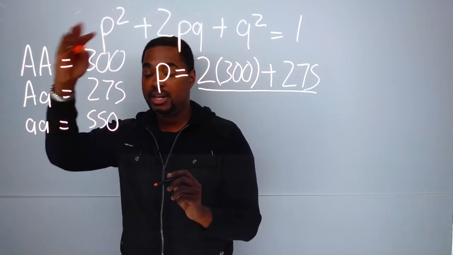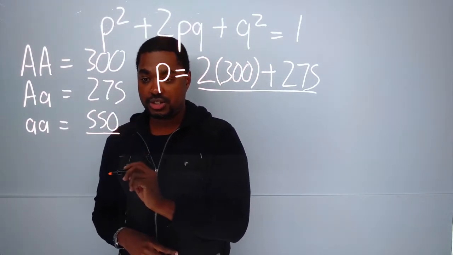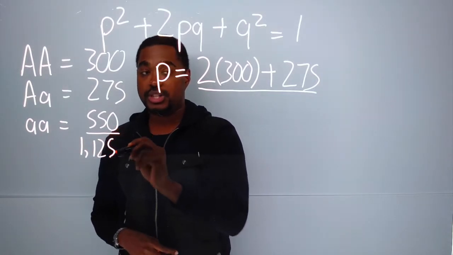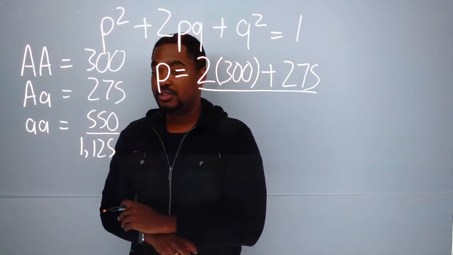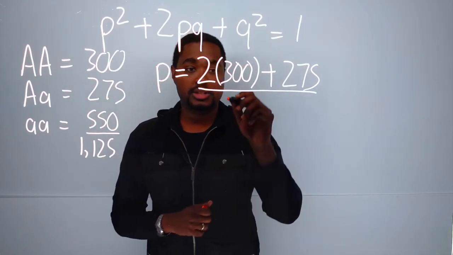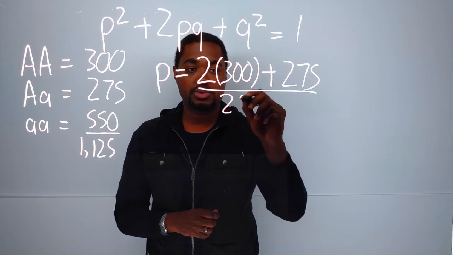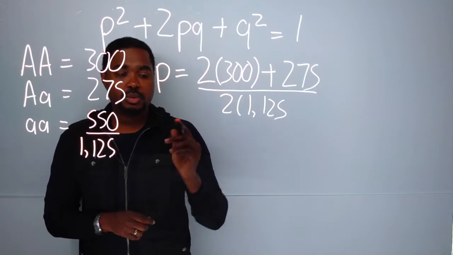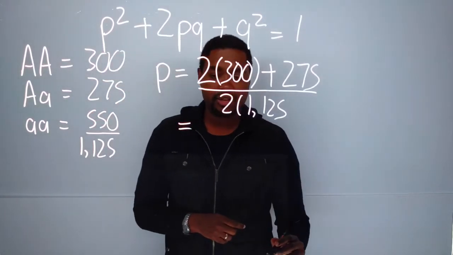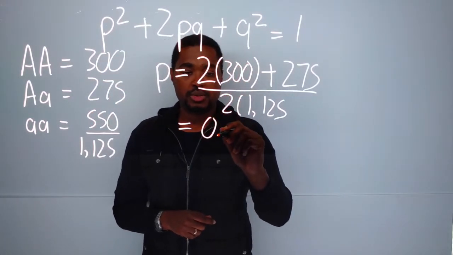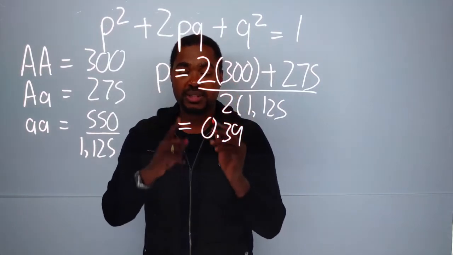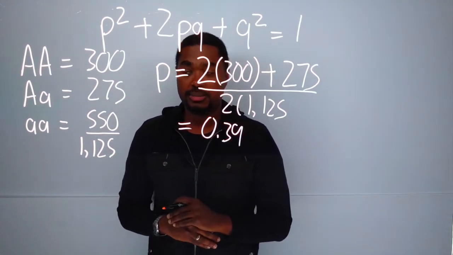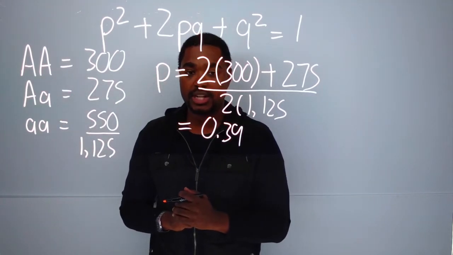So if we total up the number of individuals in this population, we will get 1,125 individuals. Each of those individuals has two alleles for this gene that we're looking at, so it's 2 times 1,125. What does that give us? If you were to work out the math here, p is going to be equal to 0.39. So what is p? p is the frequency of dominant alleles in a particular population, in this hypothetical population that we've set up here.